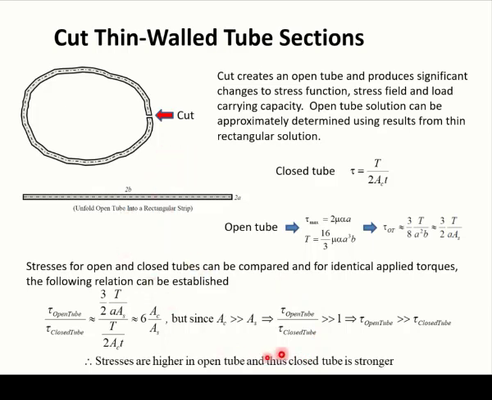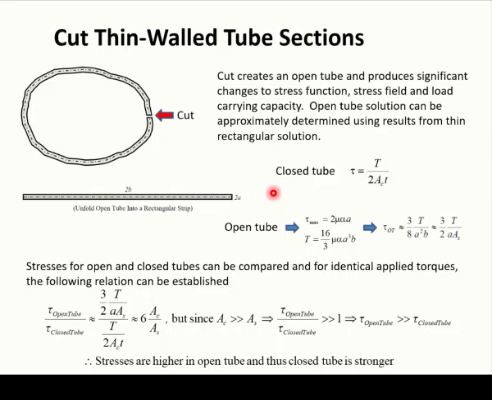So if you apply the same torque, this is what you get. Since shear stresses are much higher in the open tube, it will fail much more easily. So for the same torque, your closed tube will be much stronger. If you design this, it's much better if you close that gap and end up with the closed tube.